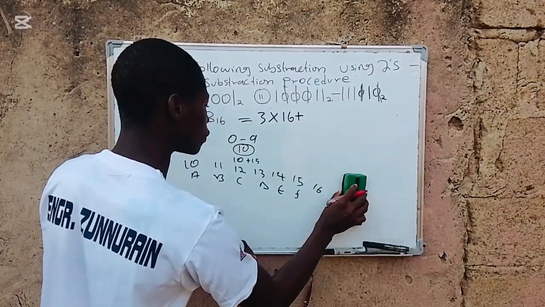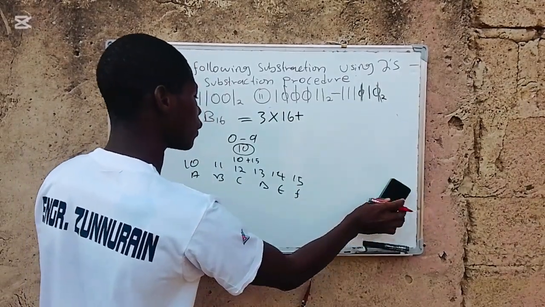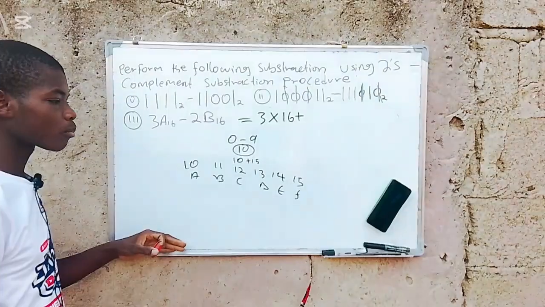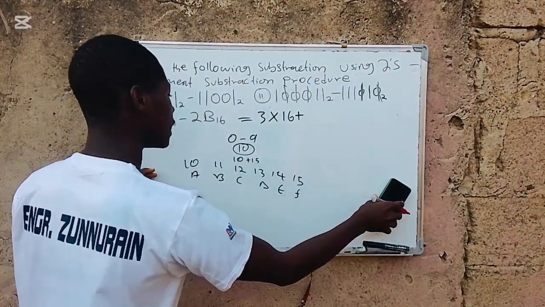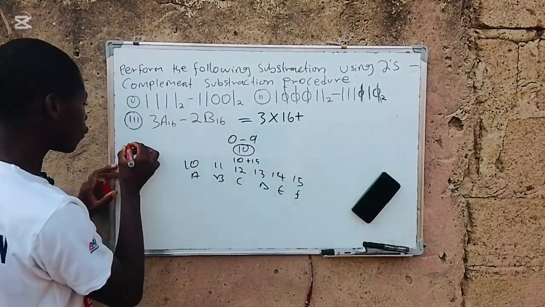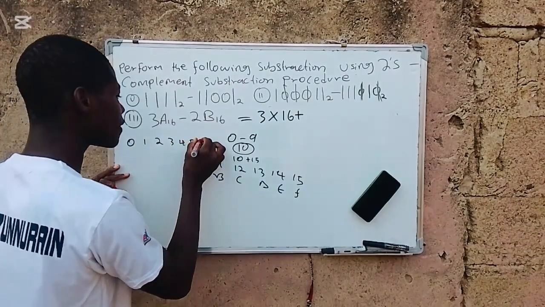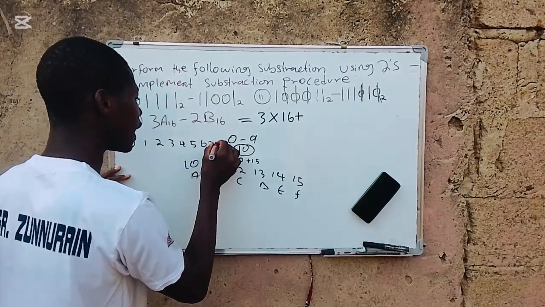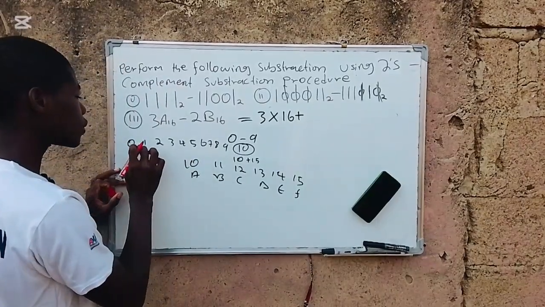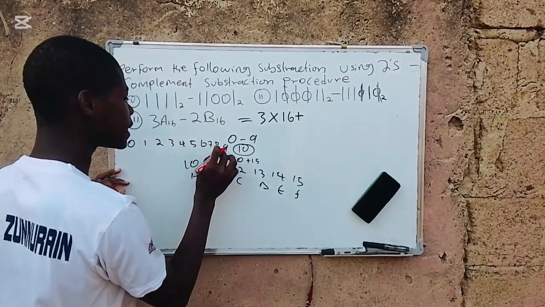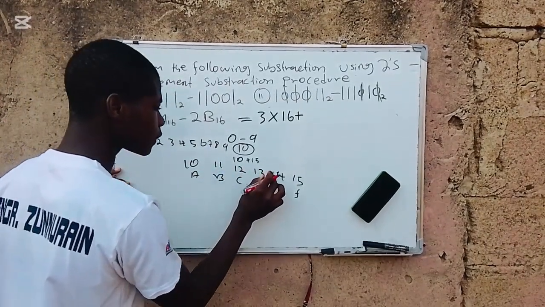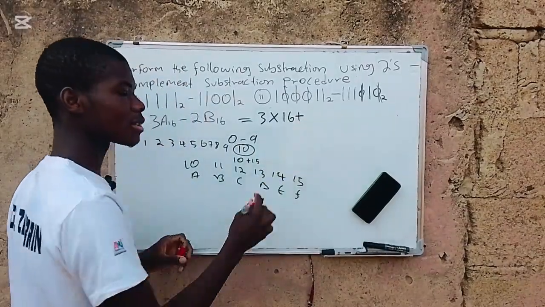Sorry, excluding the value of 16. So as you can see, from the value of 0, 1, 2, 3, 4, 5, 6, 7, 8, and 9, I have 1, 2, 3, 4, 5, 6, 7, 8, 9, 10, 11, 12, 13, 14, 15, 16. So therefore I have the base 16.